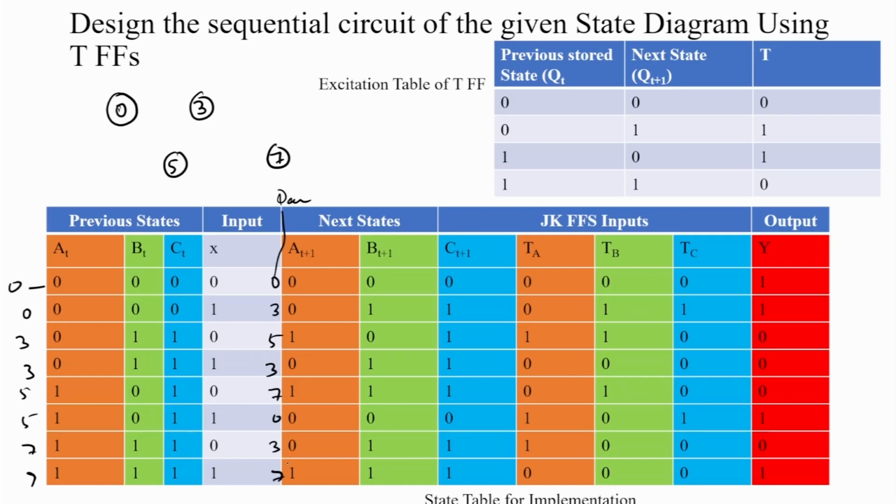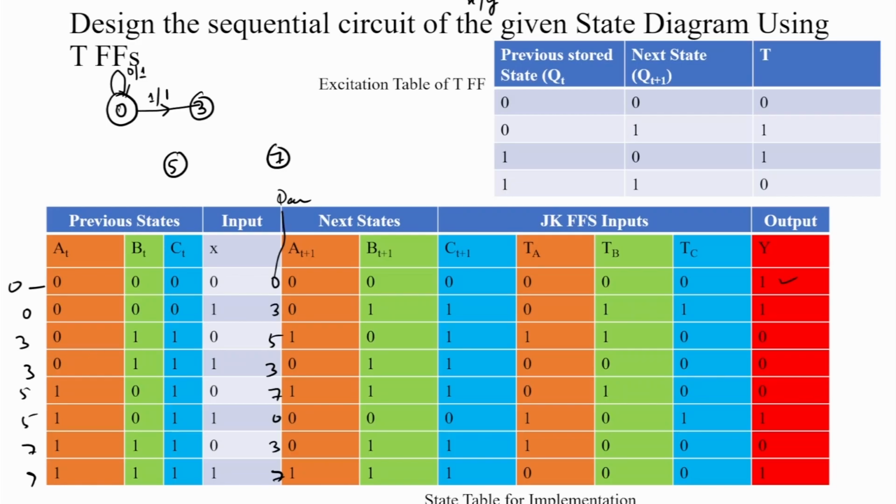Suppose input and output are represented as x, y, where x represents the input and y represents the output. When we apply input x equal to 0, we stay in the same state, and the output is 1. When we apply a 1 here, we move to state 3, and the output is also 1.